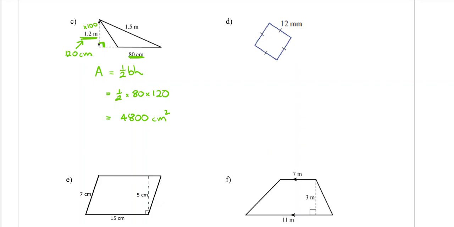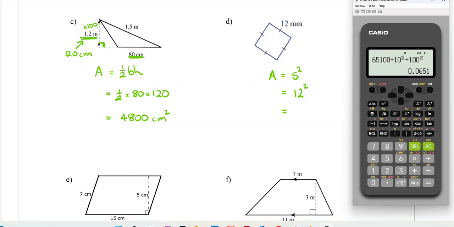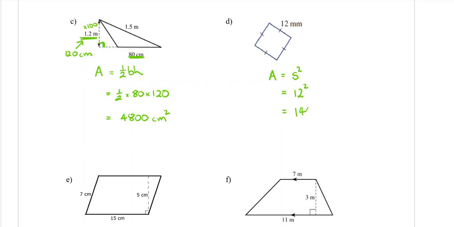Question D is a square. The formula for the area of a square is A equals S squared, S for side length. My side length is 12, so it's going to be 12 squared. And 12 squared is 144, but you might want to practice the squared button, so it's here with the x to the power of 2. So you push that, that's the squared, and there's the 144 millimeters squared.